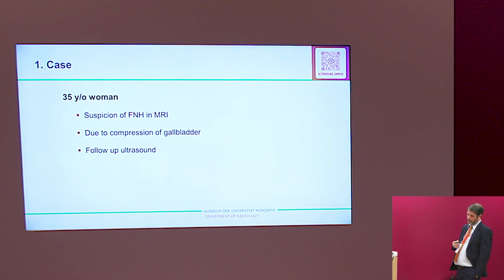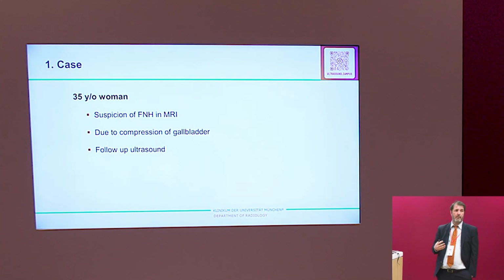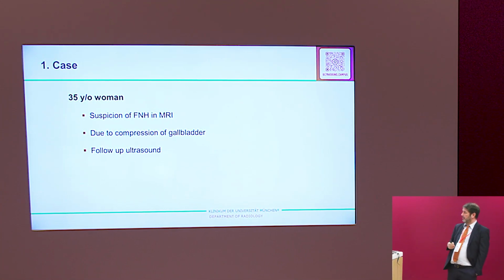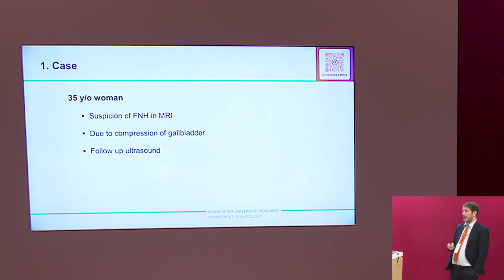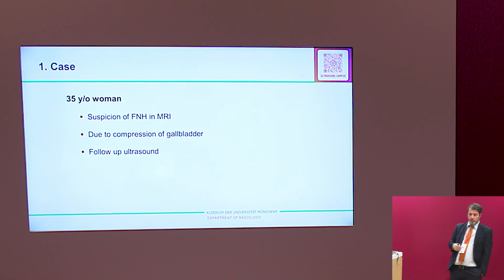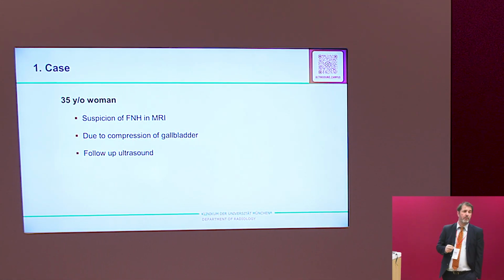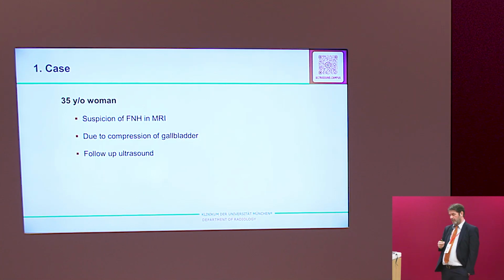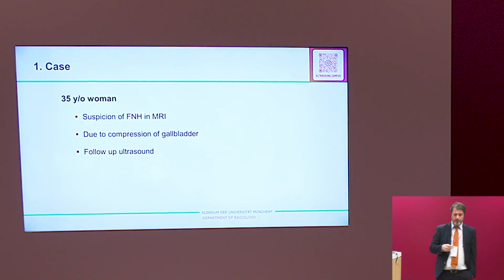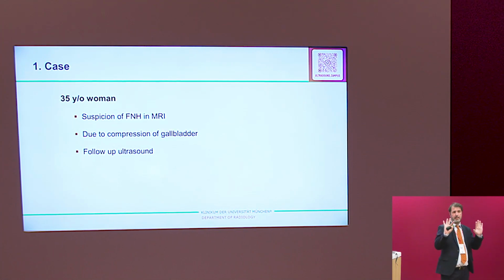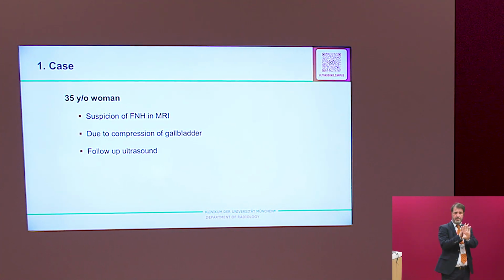Now, I would like to share a couple of cases where we can discuss the advantages. So you see this is a young woman. This patient has suspicion of an FNH in the MRI, but due to the fact that this lesion compressed the gallbladder, ultrasound was recommended. The problem with ultrasound is it's very operator-dependent. So sometimes you have a problem to say, are you sure that you really cover the correct lesion, or where are you? But if you use a fusion tool, you get the landmarks from CT directly side by side.